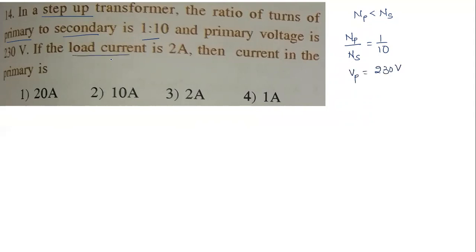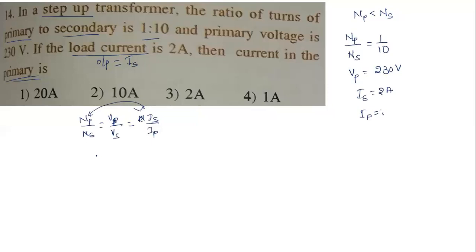Load current means output current, which is the secondary current IS, given as 2 ampere. Then the current in the primary, IP, we need to find out. I think you remember this relation: NP by NS equal to VP by VS, equal to IS by IP. Now I'm going to take the first and last relation, as we never use voltage now.